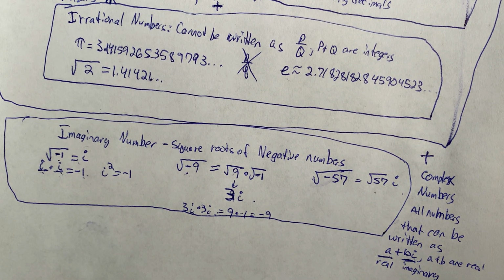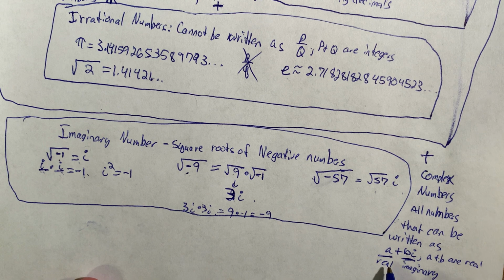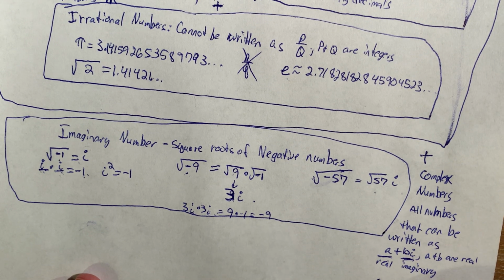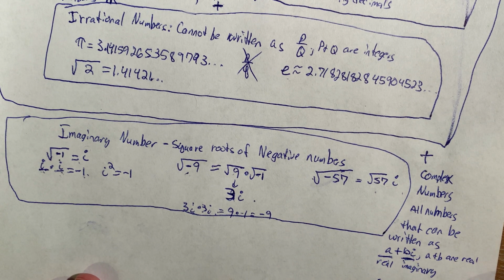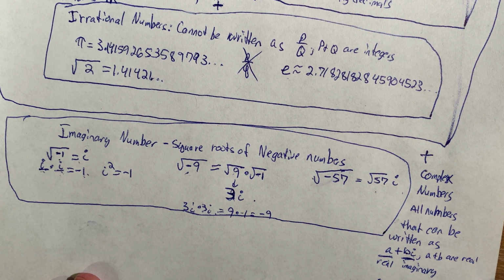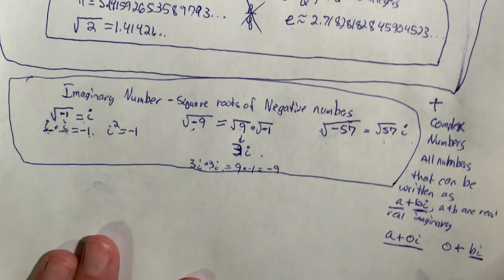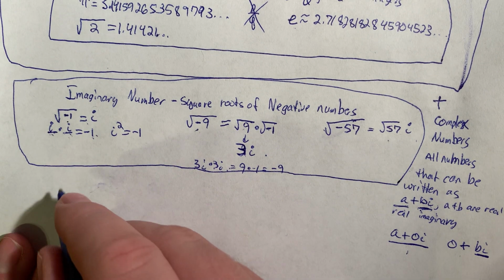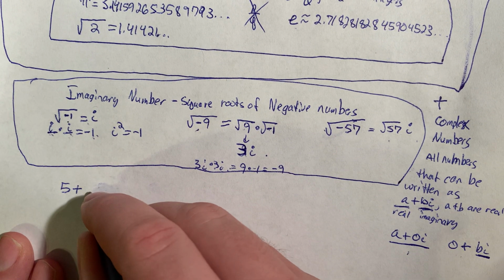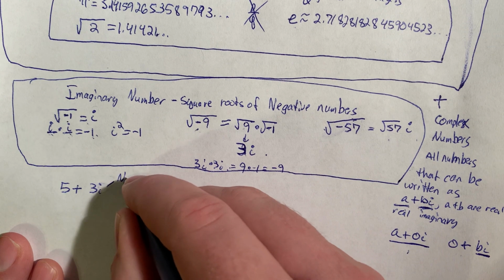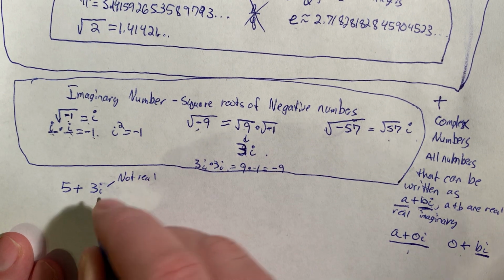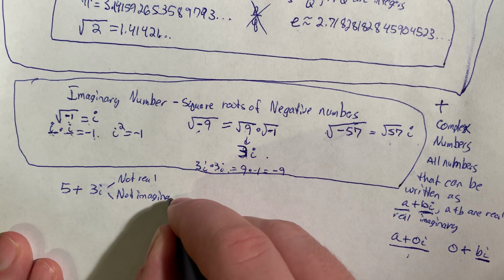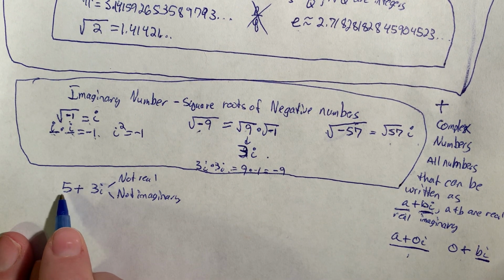And so this includes all real numbers, because it's like all real numbers plus 0 i's. This would be real. If you do 0 plus anything times i, this would be imaginary. So all real numbers can be rewritten this way, and all imaginary numbers, and some things that are mixed together. So 5 plus 3i is not real because it has an i in it, but it's also not imaginary. It is only a complex number because it's written as something plus something times i.